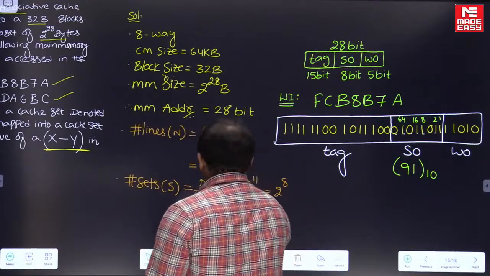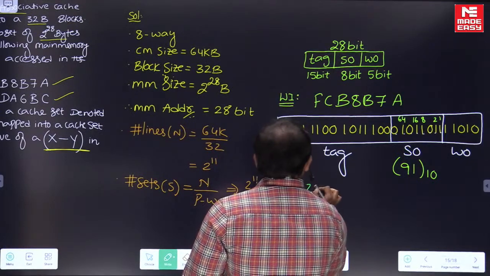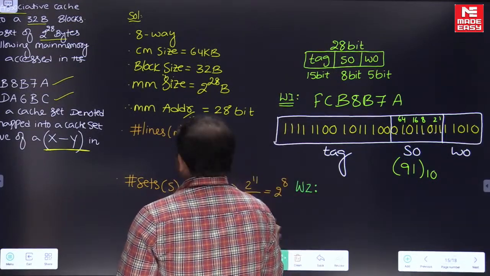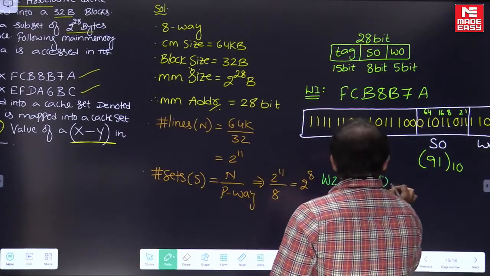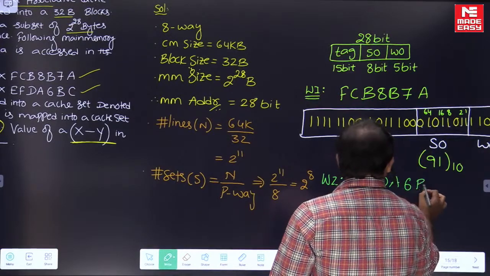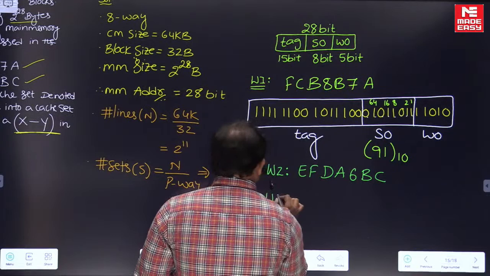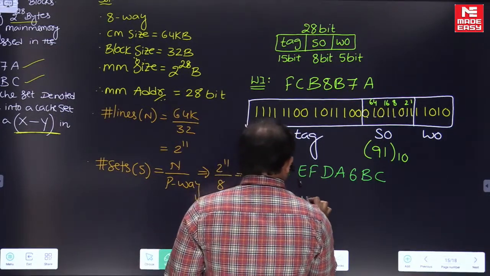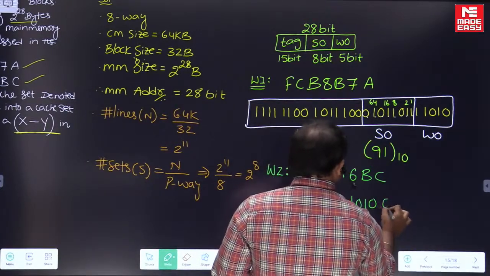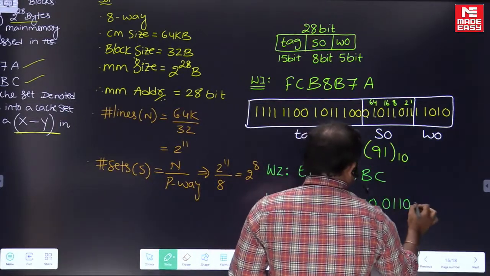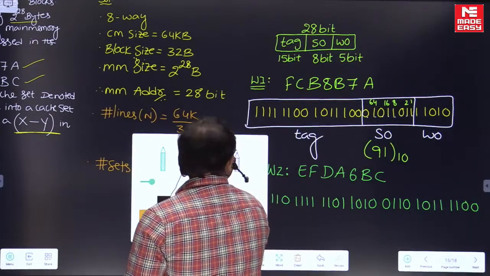Now similarly go to W2, the second word. What is the address of the second word? EFDA6BC. Now interpret this into binary. E is 1110, F, D, A, 6, B, C. Okay, interpretation.